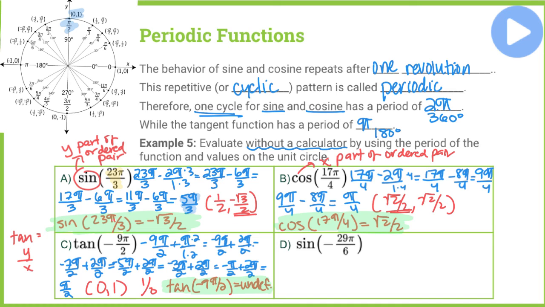Sine of negative 29 pi over 6. So this is yet another one that is too small for our unit circle. So we're going to need to add 2 pi, because this is sine again, and the period of sine is 2 pi. So we've got negative 29 pi over 6. We're adding 2 pi, and we need to get a common denominator. So negative 29 pi over 6 plus 12 pi over 6. And that's going to get us negative 17 pi over 6. And we're going to need to keep adding 12 pi over 6.